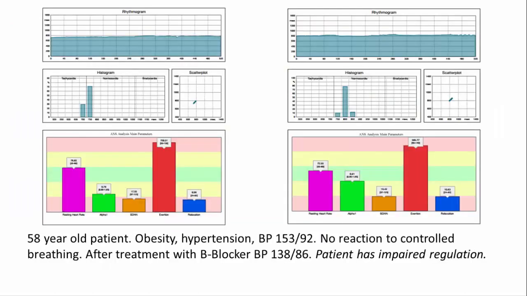We can interpret this case study via our practitioner view, which will allow a more in-depth analysis. The rhythmogram shows an impaired regulation as the heart rate is not variable. This is also mirrored in the bar graph and scatter plot. The analysis is from a 58-year-old patient who is obese as well as hypertensive. Controlled breathing was administered, however the patient showed no positive parasympathetic reaction. The physician then prescribed a beta blocker which also showed no significant effect on the patient's regulation. This patient's regulatory capabilities are therefore impaired.